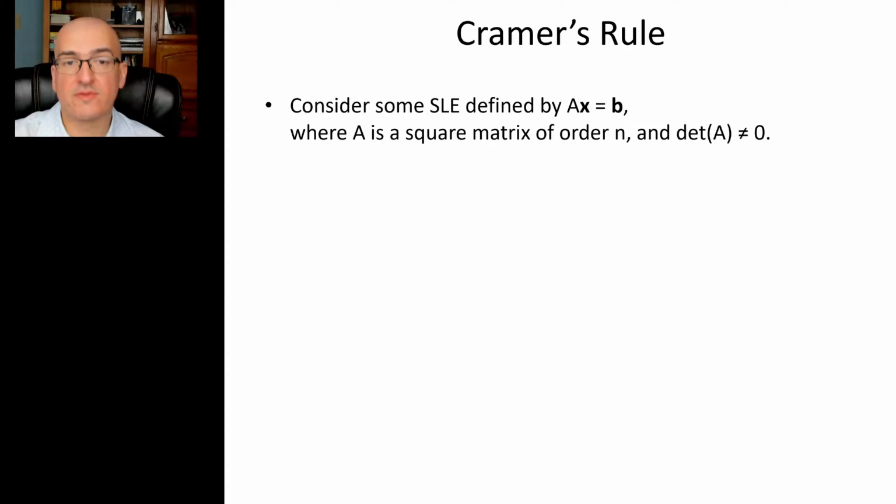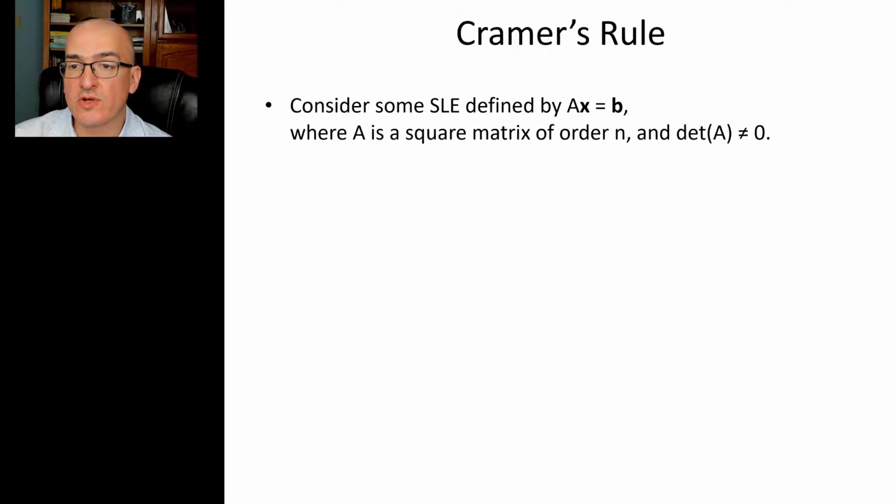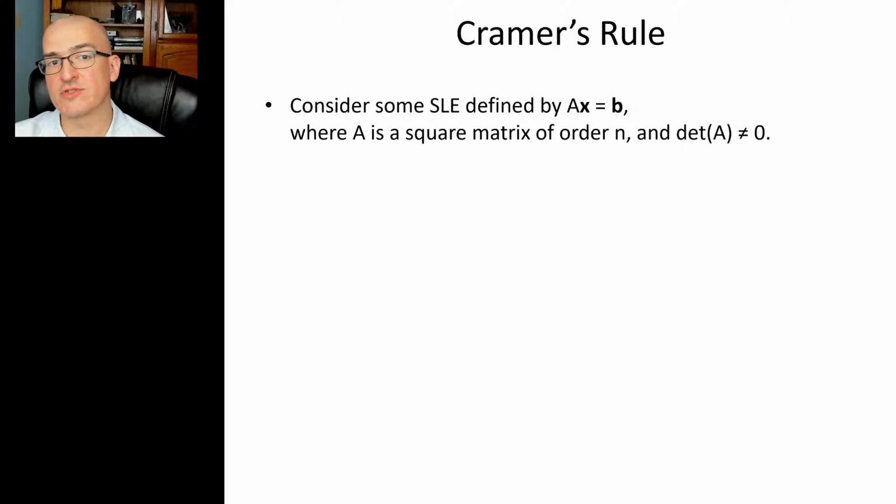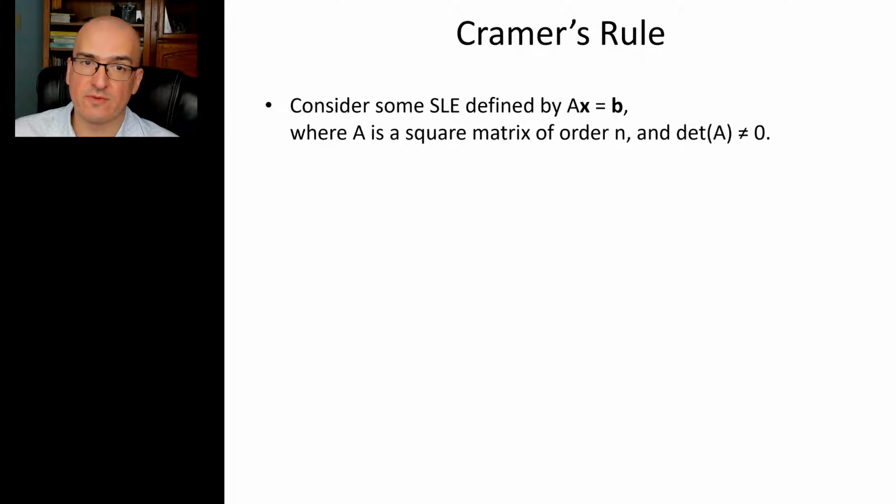So to begin with, this new rule or this new method is only going to work for a subset of systems of linear equations. It's only going to work if the coefficient matrix A is square. So it has to be 2 by 2 or 3 by 3 or 4 by 4. You can't have more equations than unknowns or more unknowns than equations. If you do, then you can't use this new rule. The other requirement is that the determinant cannot be 0. You'll see why in a moment.